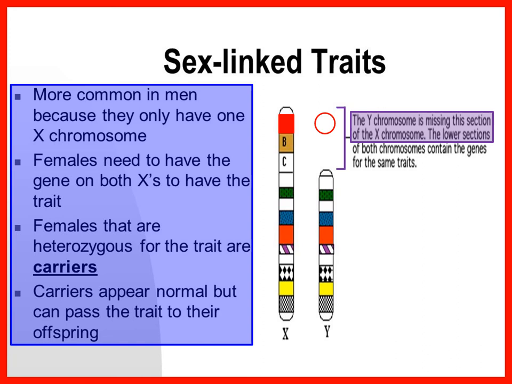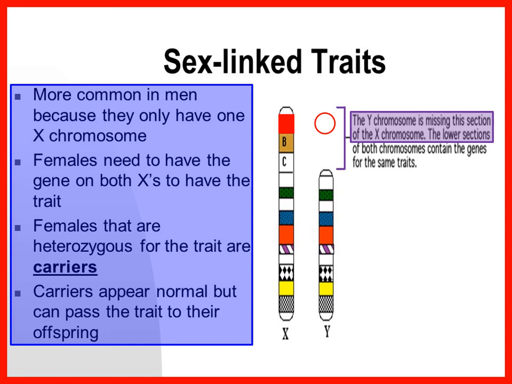So they're more common in males because they only need to have one copy of the faulty allele, which they clearly inherit from the mother. They don't express any of those alleles from the Y chromosome because that section of the Y chromosome is missing. Females need to have two faulty alleles to express it, one from both parents, whereas males only have one copy.